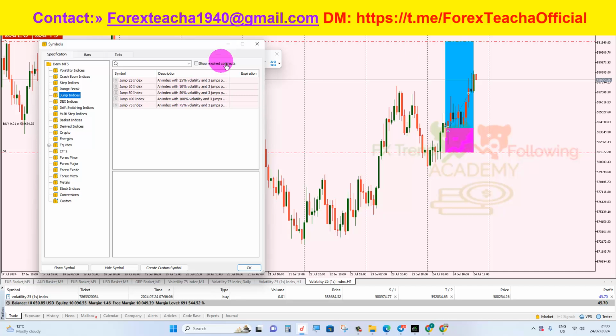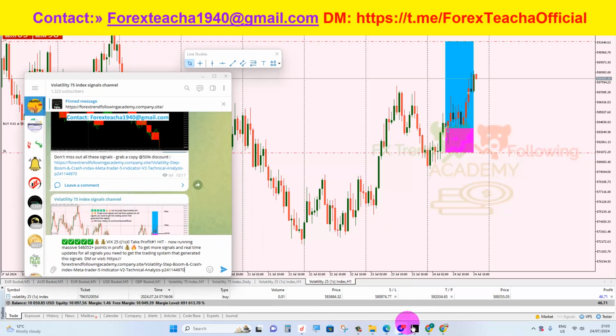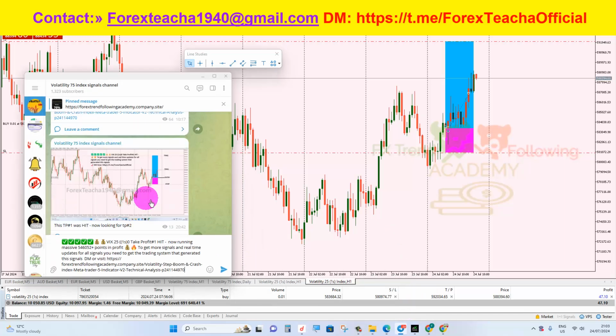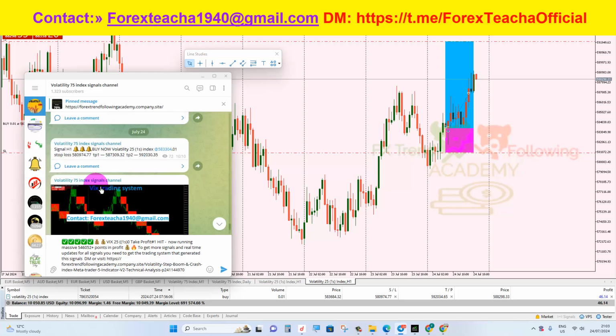So with that out of the way, I just want to quickly show you guys one of the signals that I sent today. This was for volatility 25 1S index. This trade is actually running even right now, and I can also go to my Telegram channel so I can show you the signal that was sent. This signal was sent today at around 10 a.m. and now it's just past 9 p.m.